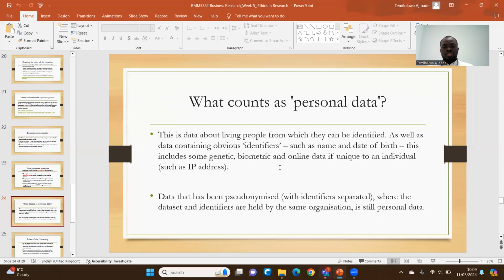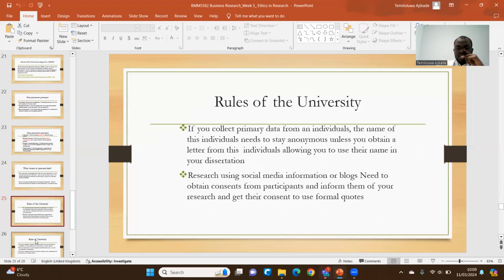All right. So another thing is the rule of the university concerning research. Now, if you are collecting primary data, remember, I said there is secondary data and there is primary data. With secondary data, you are using existing data, like official statistical data from the government or some other already available public data.